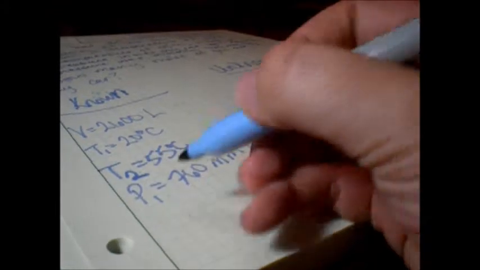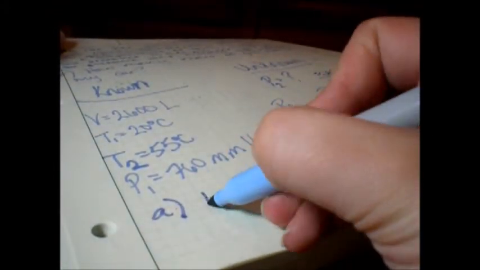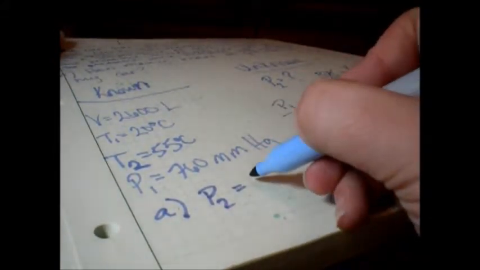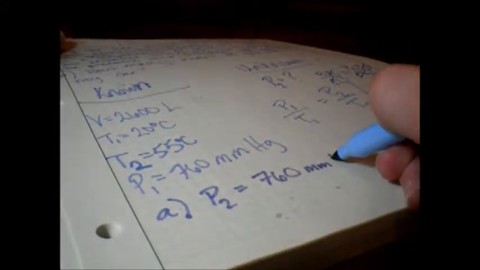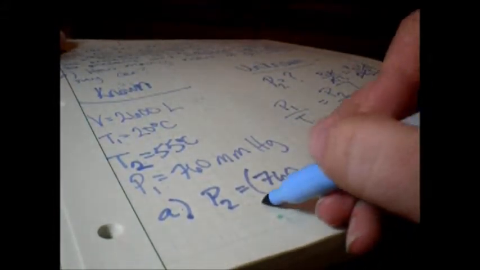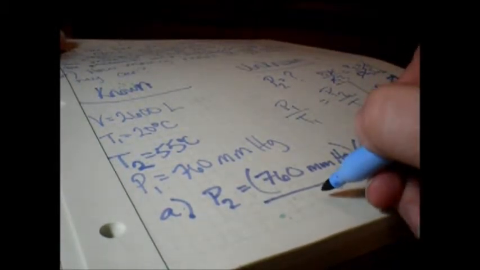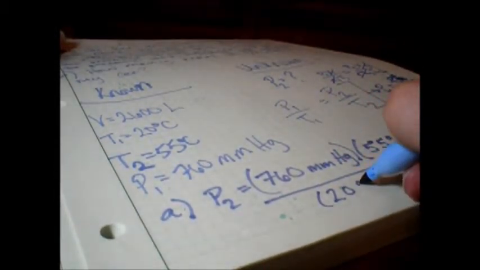All we have to do for part A, the only thing left is to plug it in. So for part A, we have P2 that we're looking for equals P1, 760 millimeters of mercury, times T2, which is 55 degrees Celsius, over T1, which is 20 degrees Celsius.